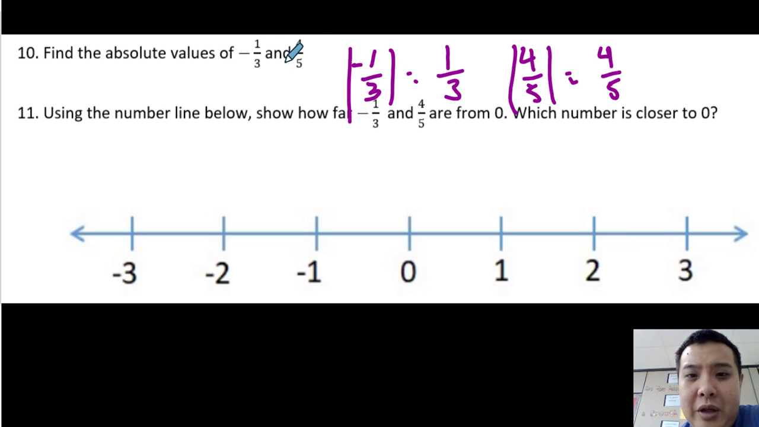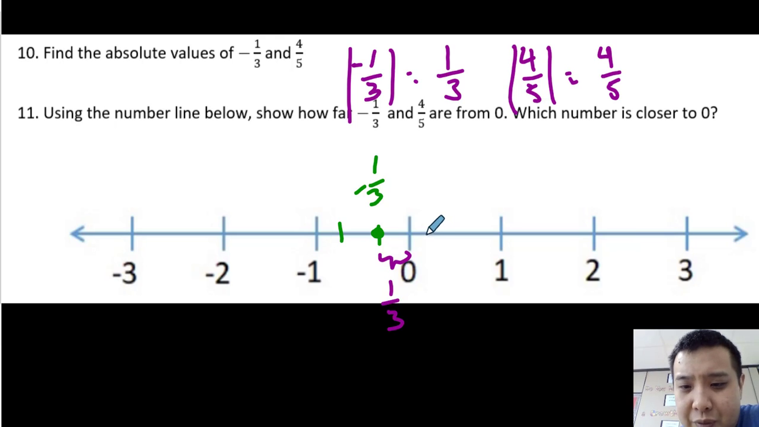Using the number line below, show how far negative 1/3 and 4/5 are away from 0. Which one is closer to 0? Well, negative 1/3 should be right here. This is negative 1/3, and it is 1/3 away. Let's use a different color. 1/3 of a spot away from 0.